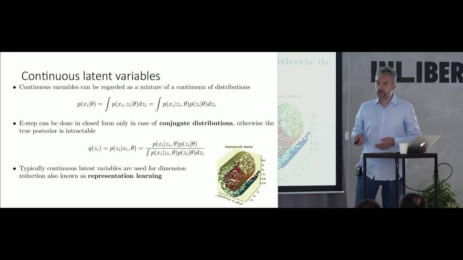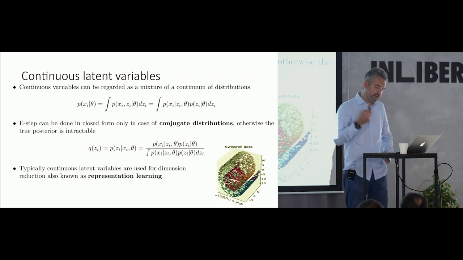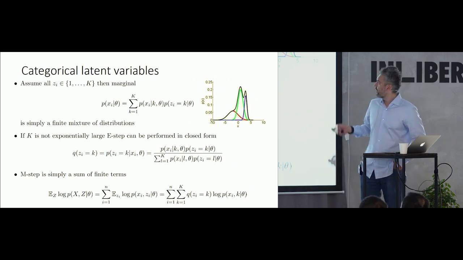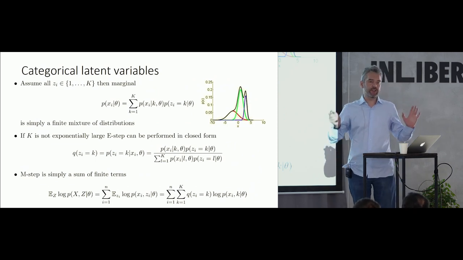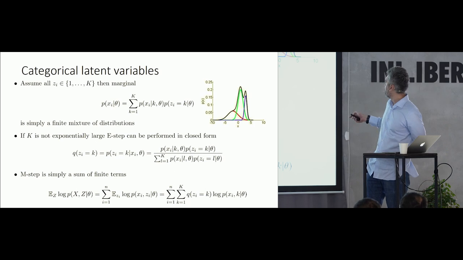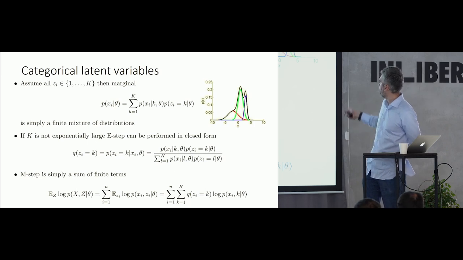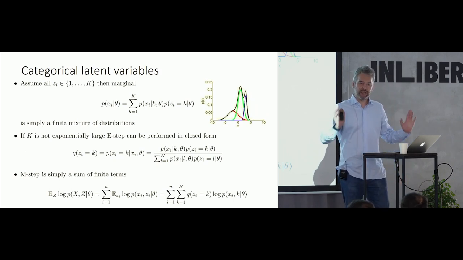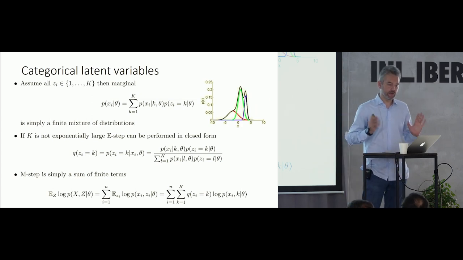So, what is the geometric intuition of discrete latent variables and continuous latent variables? For discrete latent variables, this is simply a finite mixture of distributions, something like this. We have several distributions and we mix them, and we obtain this black distribution. So we try to fit the black distribution to our data. This is the idea of discrete latent variables. This is simply a finite mixture of distributions.